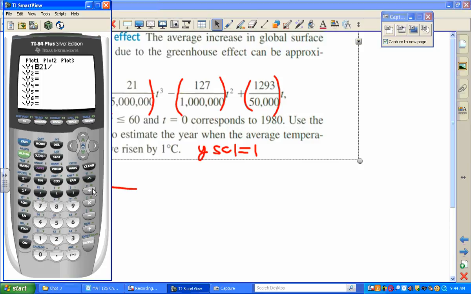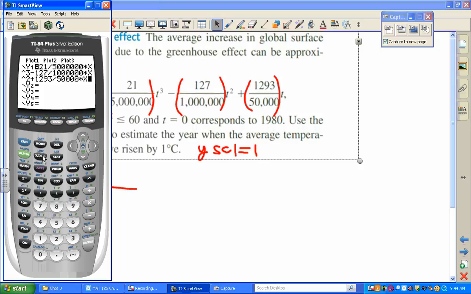21 divided by 5, 1, 2, 3. I would separate it by multiplication: 1, 2, 3 times x caret 3, minus 127 divided by 1, 2, 3, 4, 5, 6 times x caret 2, plus 1, 2, 9, 3 divided by 5, 1, 1, 2, 3 times x.